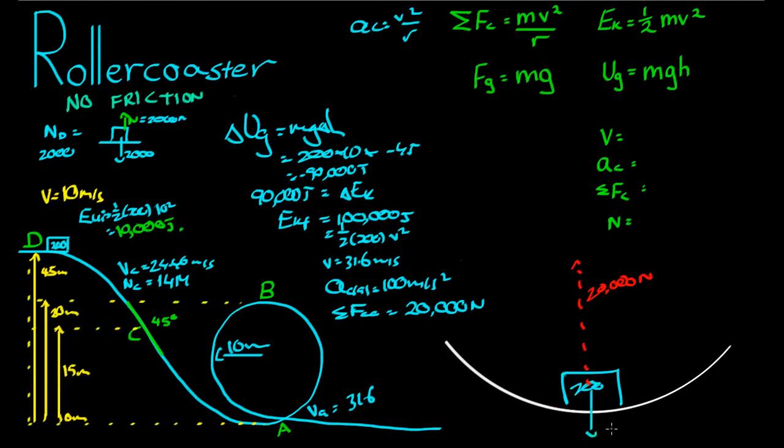Well, we've got gravity force down there, 2,000 newtons. And then we've got the normal force. If we want the gravity force to add up with the normal force to equal this net force, which direction does the normal force have to act in? Of course, it has to act in that direction there.